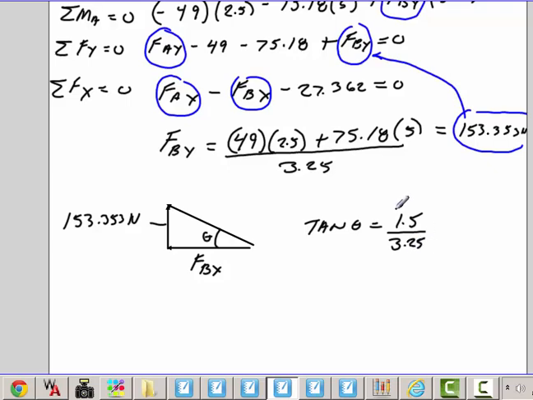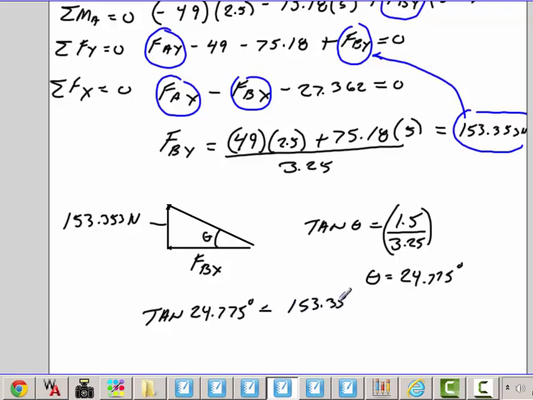We take the inverse tangent of this value right here. That will give me theta. And when I do that, I will find out that theta is equal to 24.775 degrees. Since I know that, can I not say that the tangent of 24.775 degrees must equal 153.353 newtons divided by FBX? All I have to do here is solve for FBX.